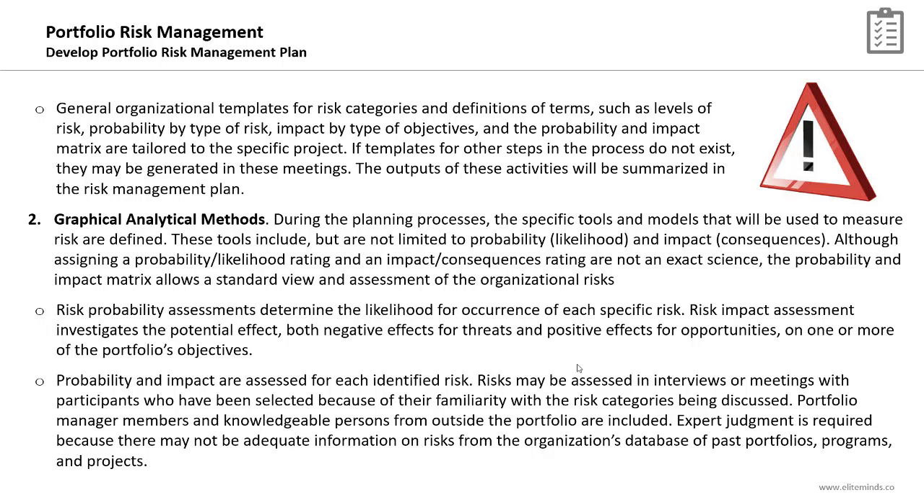Risks might be assessed in interviews or meetings with participants who have been selected because of their familiarity with the risk categories being discussed. So the perfect way to have the exact probability range or impact range for a risk is by conducting interviews and meetings with expert stakeholders. Portfolio manager members and knowledgeable persons from outside the portfolio might be included as well. Expert judgment is a tool you can use while you are assessing the probability and impact, because there may not be adequate information on risks from the organization's database of past portfolios, programs, and projects.